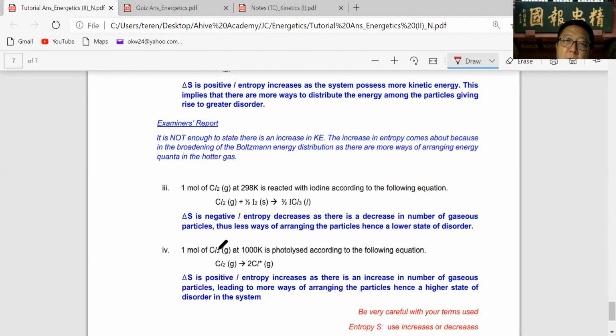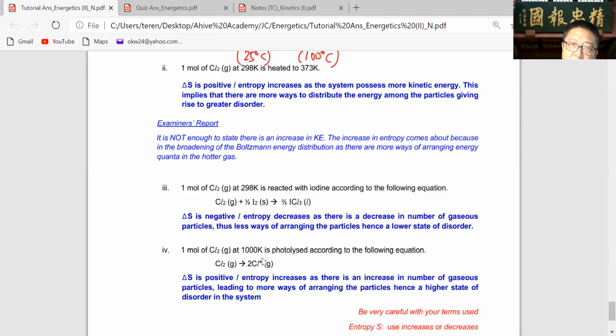Okay, followed by 1000 Kelvin. At 1000 Kelvin, 1 mole of chlorine undergoes photolysis, which means using light to cleave. You can write down there, light to cleave. You have actually seen this before. I don't know whether you can remember, but you learned it in O level organic chem, alkane substitution reaction.